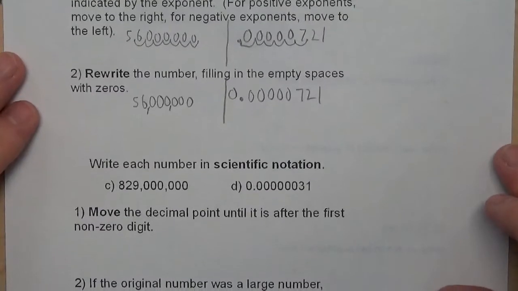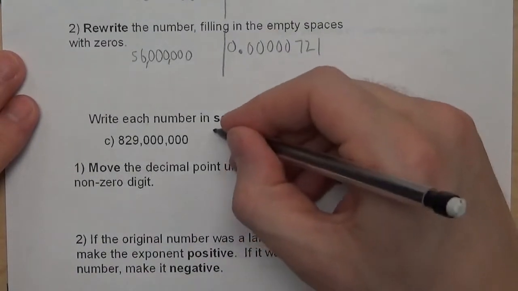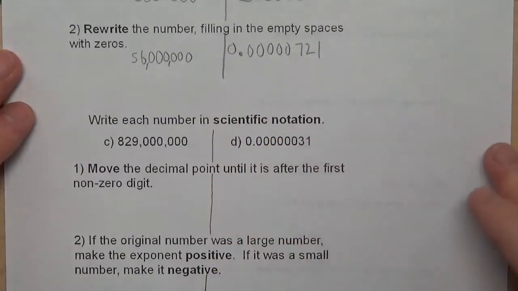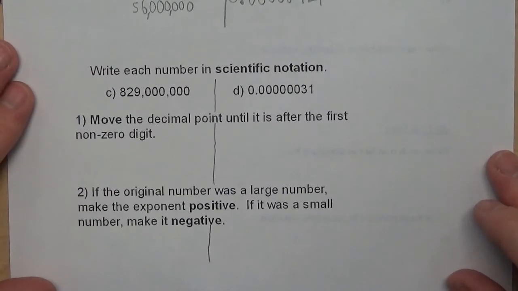Okay, let's go the other direction here with this now. We're going to take numbers that are in standard form, and we're going to write them in scientific notation. So go ahead and, again, let's split this down the middle here. We have 2 different examples we're looking at. So it says write each number in scientific notation. So the first is to move the decimal point until it's after the first non-zero digit.